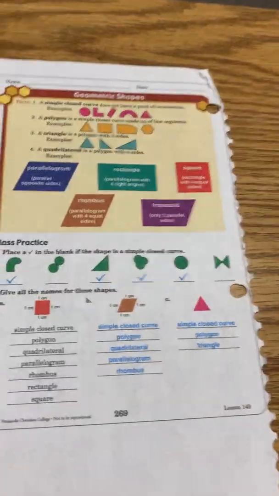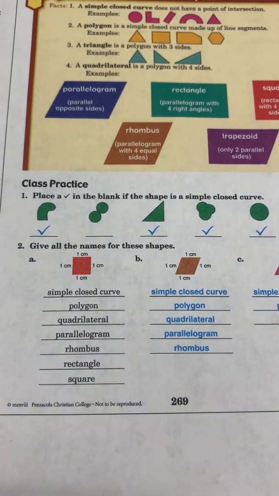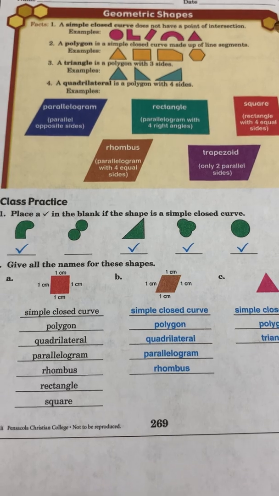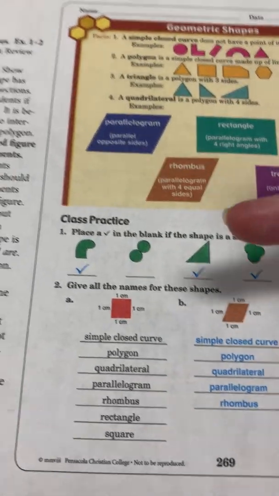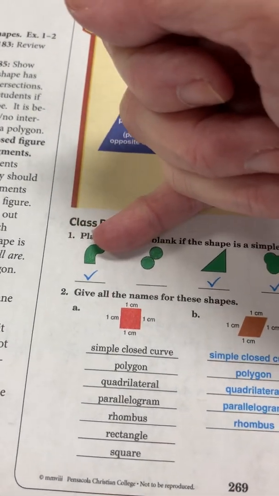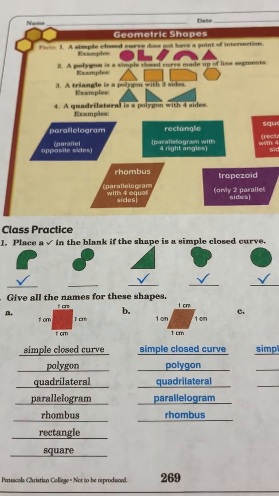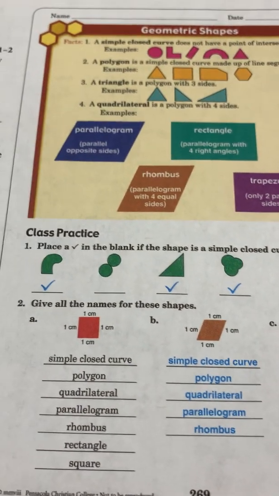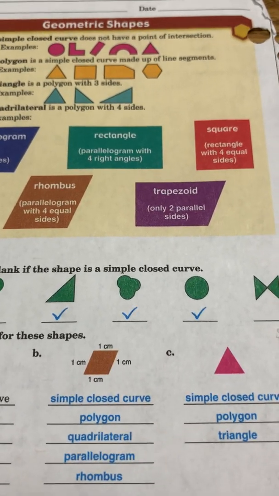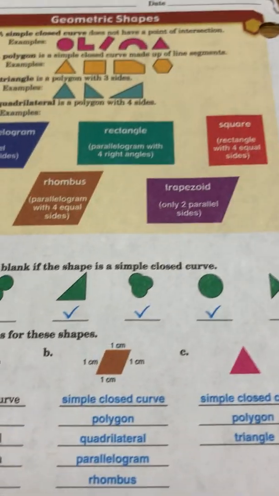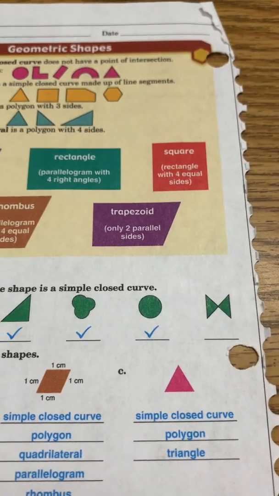So let's look at page 269. It says place a check in the blank if the shape is a simple closed curve. So you can see there's nothing intersecting on this one. This one has a point of intersection, so therefore you would not check that one. That's just a simple triangle. There's nothing intersecting there, so you would check that. And then you have a simple circle. That one does intersect, so therefore you will not check that.